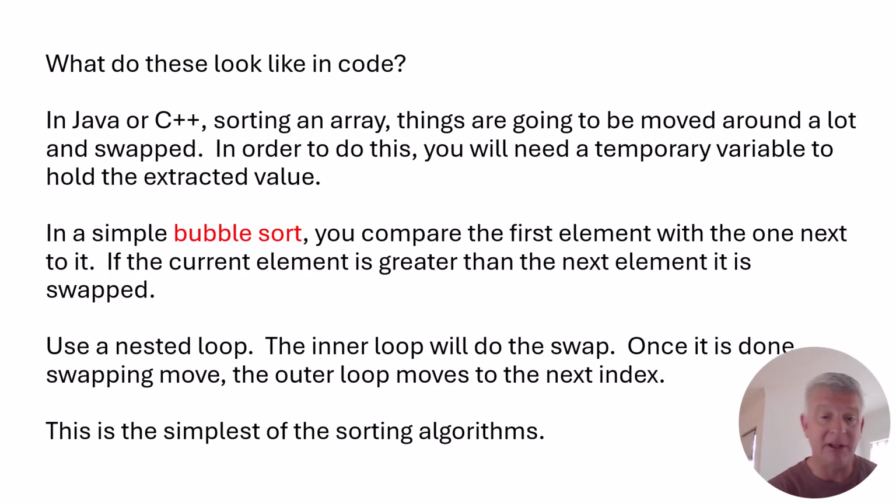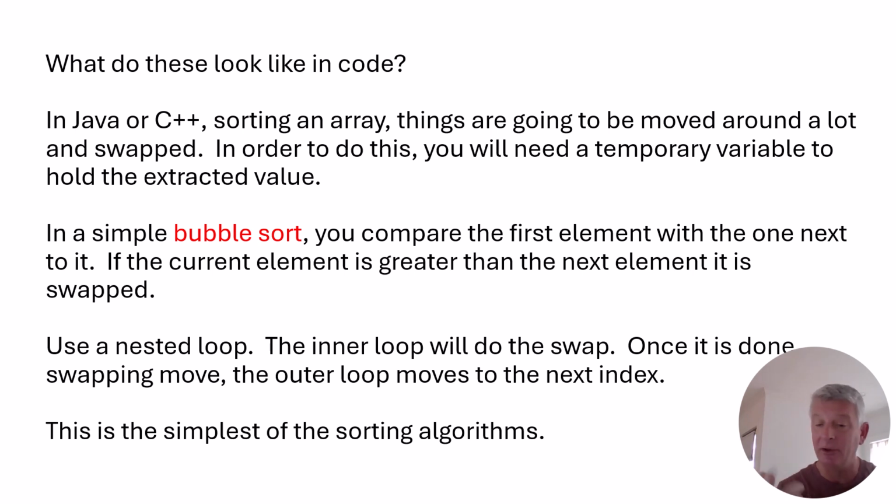Well, in Java and C++, sorting the array, things get to be moved around a lot and swapped. In order to do this, we make a temporary variable to hold the extracted values, right? We got to hold that value, move stuff over, and then put the value in, either the bubble sort, the insertion sort, or the selection sort. We need to take that value and store it in another variable so that we can reinsert it into the array. Okay? In a simple bubble sort, you compare the first element with the one next to it. If the current element is greater, it's swapped.